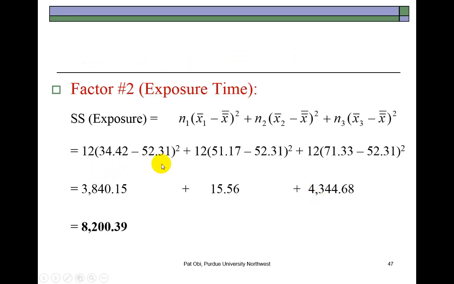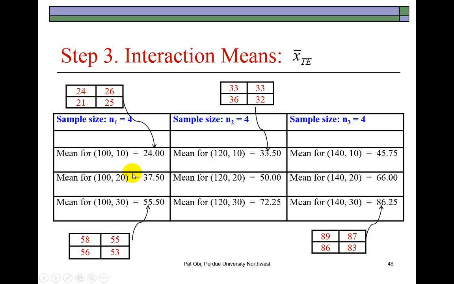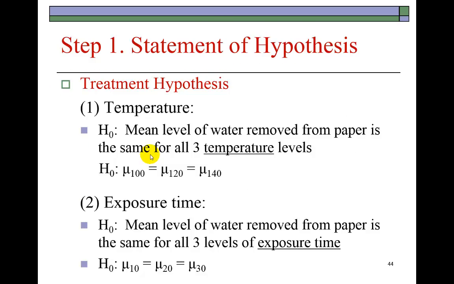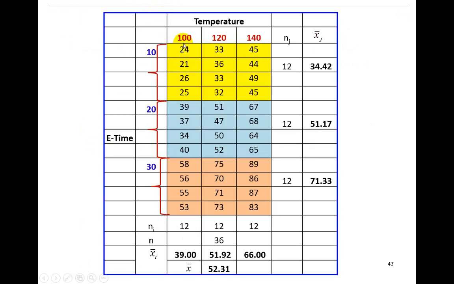That's what you see done right here for exposure time, and this gives us the sum of squares for the exposure time. Now though, for interaction, first of all we need to calculate the means for each block of interaction. For example, going right back here, for this block right here, 100 and 120, we take the average of these numbers. 120 and 10, we take the average of these.